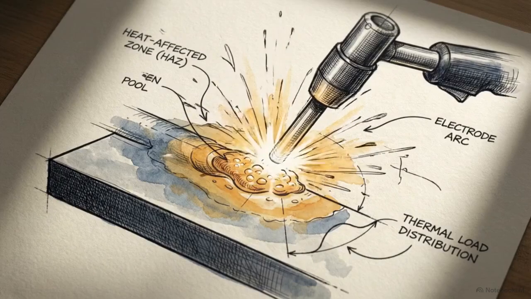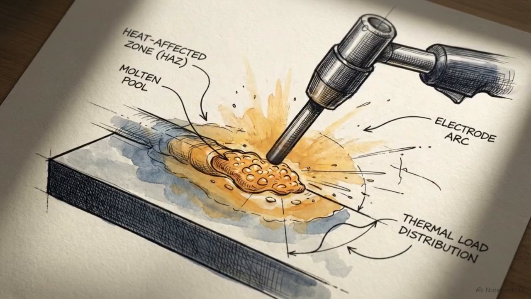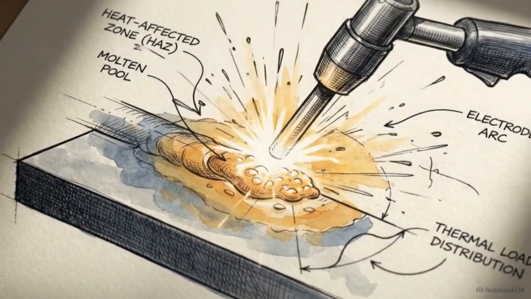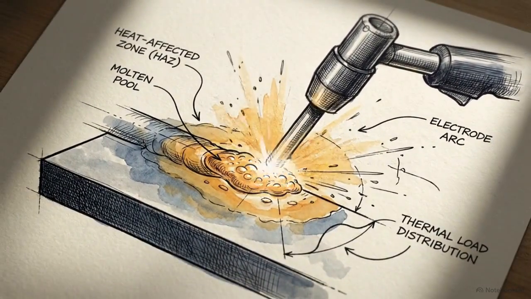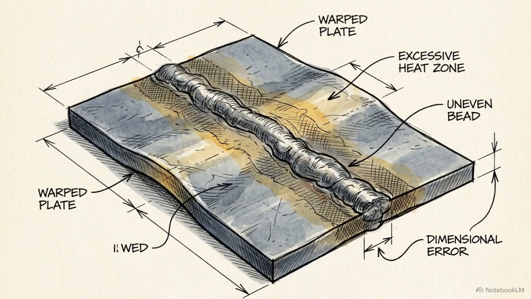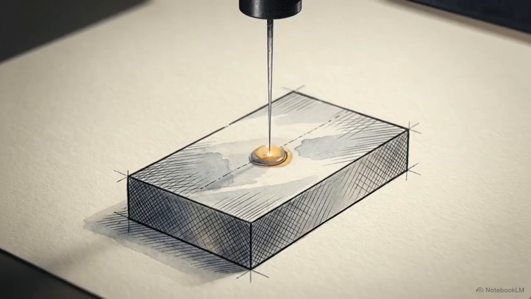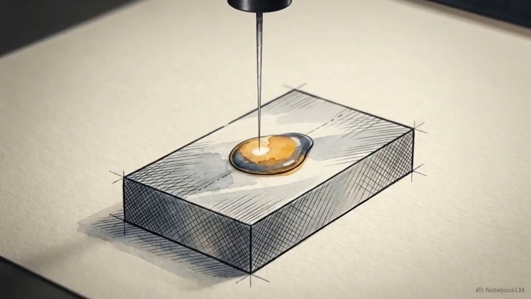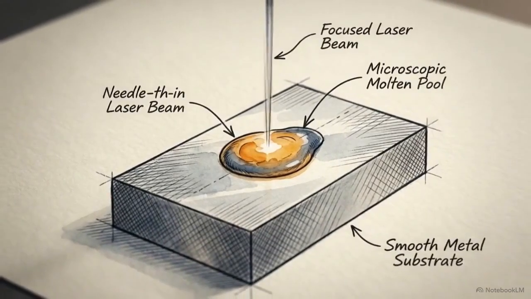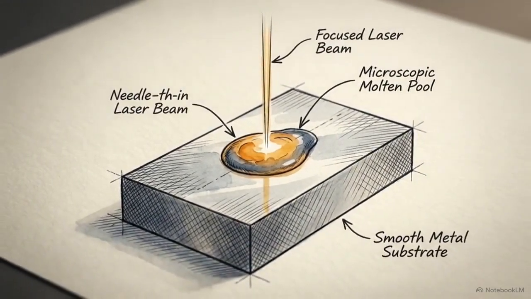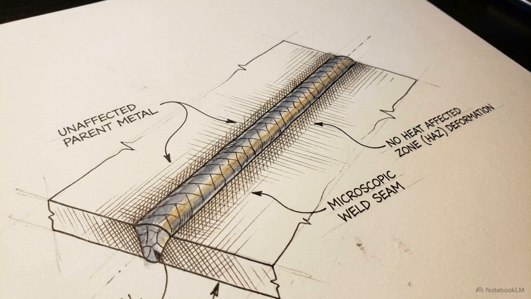Traditional arc welding pushes an immense, continuous thermal load into a workpiece. As the metal melts, a massive heat-affected zone radiates outward, threatening the structural integrity and dimensional accuracy of the surrounding material. Laser beam welding operates on a completely different principle. It applies a sharp, intense light beam to form a perfectly localized microscopic molten pool that solidifies in milliseconds, leaving the adjacent metal completely unaffected.